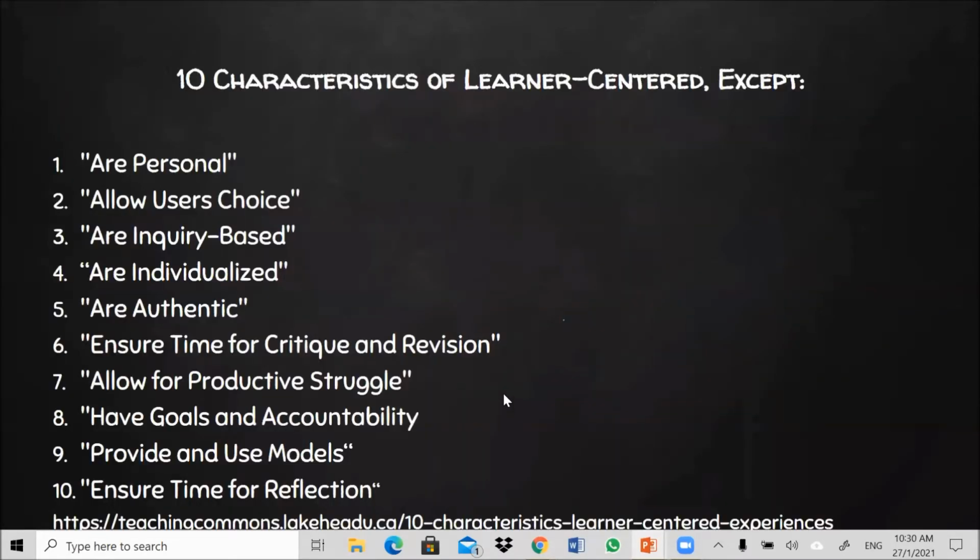10 characteristics of learner-centered. I was going to ask you to find out the wrong one, but I think we are going to move on. You can come back to this later. Just to point out that these characteristics ought to be in our classes, at least some of the time. But one of them's wrong. Okay, moving on.